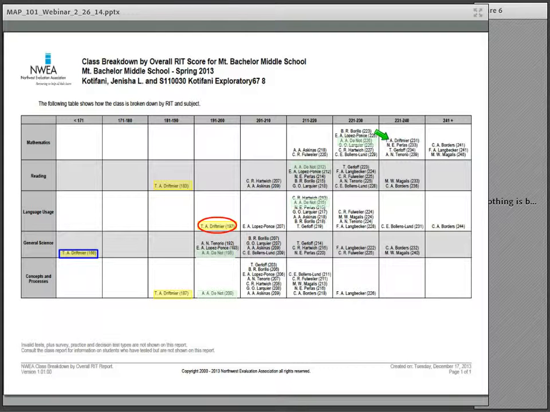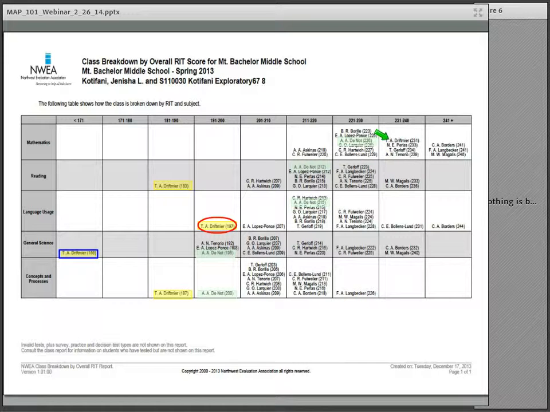This is AA Do Not. He is light green. And Jill, what do you notice about AA? I notice he's primarily kind of in the middle of the class in math and in reading, lower to middle in language usage, and then towards the bottom on the RIT score in general science and concepts and processes.